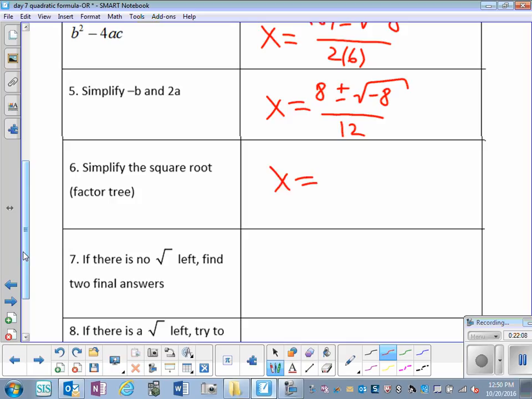So how can I simplify my square root of negative 8? Juvan, square root of negative 8 is what? i, because it's the negative sign under the root. And then can I simplify square root of 8?